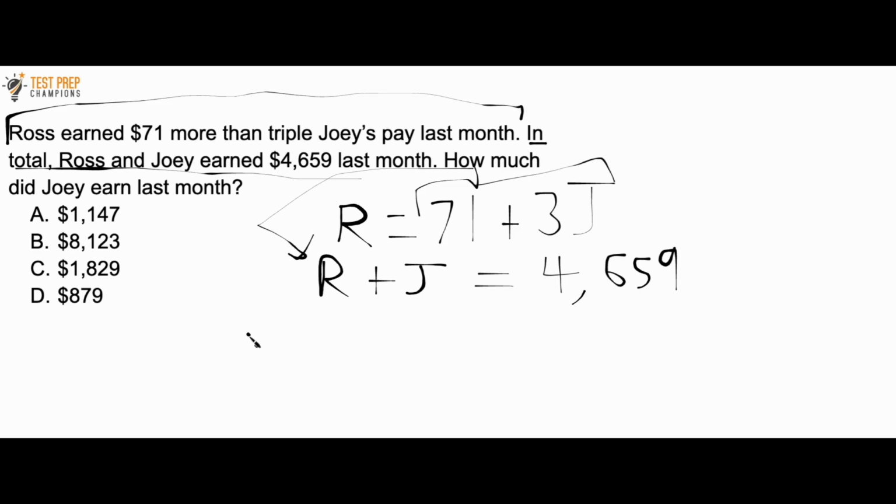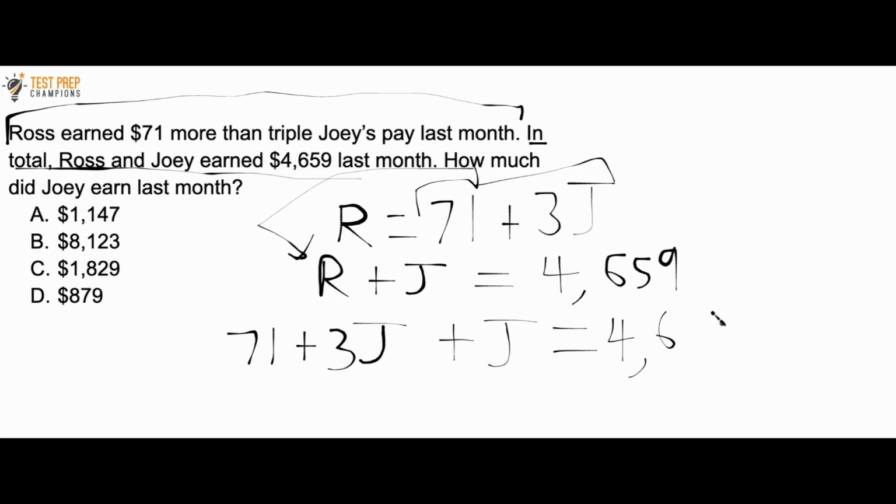If you're not sure what I mean, let me show you. Let me rewrite this now. I'm taking my second equation, R plus J equals 4,659, and rewriting it. When I rewrite it, instead of simply writing the letter R, I want to write 71 plus 3J. All right, so 71 plus 3J plus J equals 4,659.